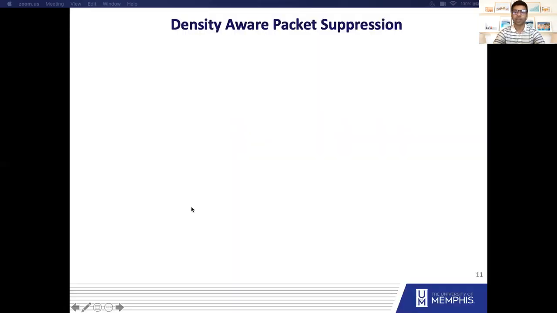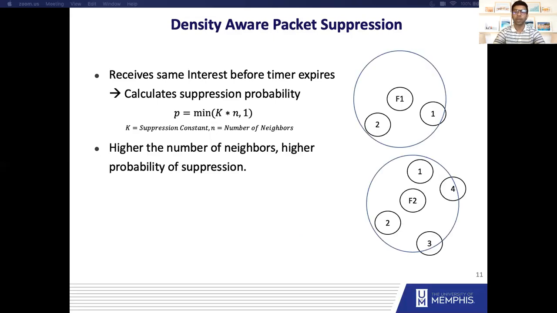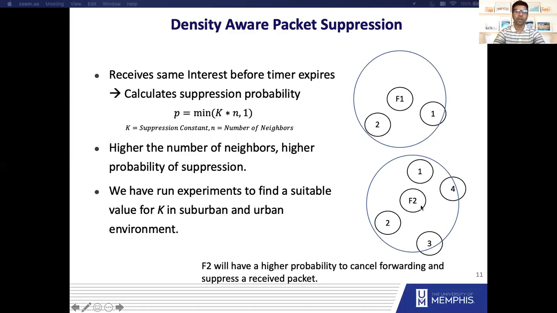After calculating the timer, CCLF schedules the forwarding of the packet based on the timer. But if it receives the same interest before the expiration of the timer, it makes a decision whether to cancel the forwarding of the scheduled packet or not. The decision is made based on the suppression probability, which is proportional to the number of neighbors of a node. The higher the number of neighbors, the higher the probability of suppression. So here, F2 will have a higher probability to cancel forwarding and suppress the received packet because it has more neighbors. We have run experiments to find a suitable value for K in suburban and urban environments. We are also using the same packet suppression mechanism for data packets as well.